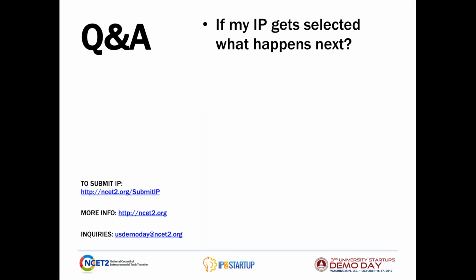Okay, excellent. Thank you. If my IP gets selected, what happens next? It will get graded. It'll go into the vetting system. As we mentioned earlier, the vetting system is a targeted sheet that helps people focus in on what's important about the technology, and it gets scored. And then once we get it scored, we will get back to you to tell you what it did and how it did, and then whether or not it makes the cut to get into the book.